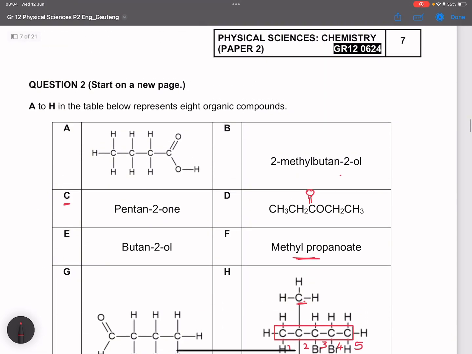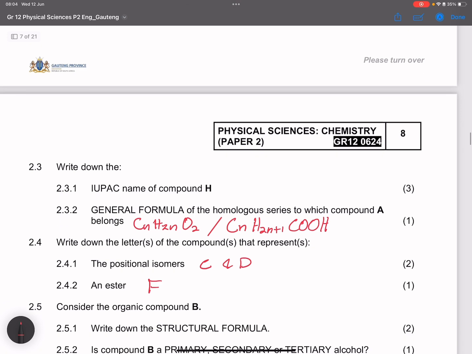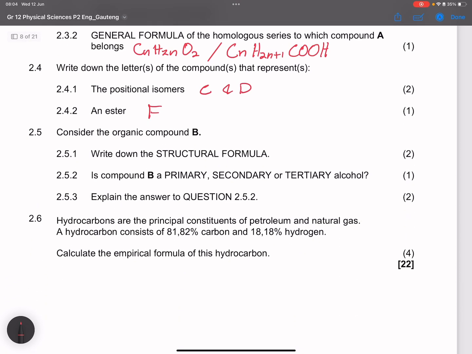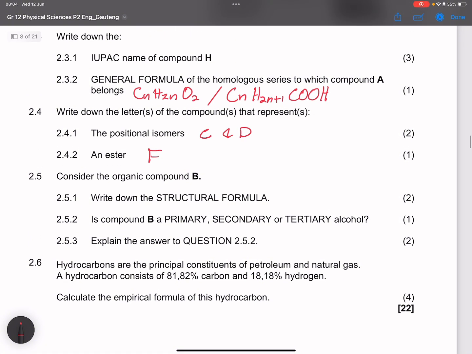So we've got 2-methyl butane 2-ol. All right. They say to write down the structural formula. So please remember, ladies and gents, 2-methyl butane 2-ol. That means that I'm going to start with the parent chain, so that's but. Okay. So at carbon number 2, I've got an ol, which is OH.